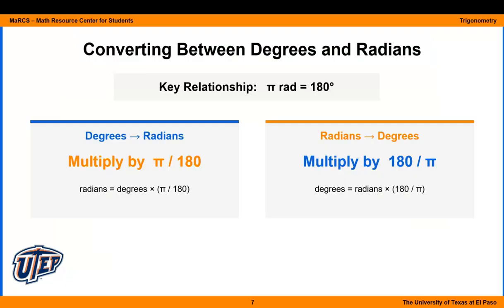To convert between degrees and radians, we use one key relationship. π radians is equal to 180 degrees. From this, we obtain two conversion rules. To convert degrees to radians, we multiply by π over 180. And to convert radians to degrees, we multiply by 180 over π. A helpful strategy is to think of this like dimensional analysis. The units help guide the correct conversion.